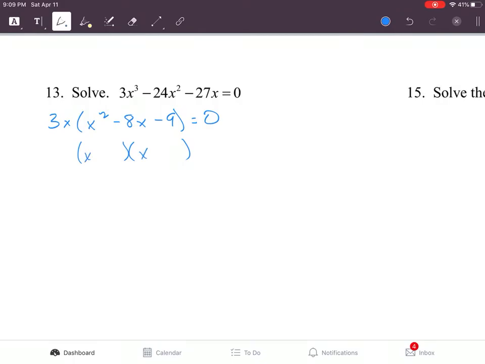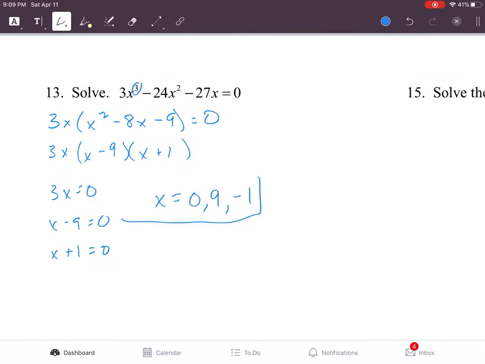So what two numbers multiply to give you negative 9 and add up to give you negative 8? That's going to be negative 9 and positive 1. We still have the 3x on the outside, because what we have now is 3 different factors, because there's 3 different x's. Okay, so we set each one of the factors equal to 0. So 3x equals 0, x minus 9 equals 0, and x plus 1 equals 0. We solve all of these for x. So x is going to equal 0, 9, and negative 1.